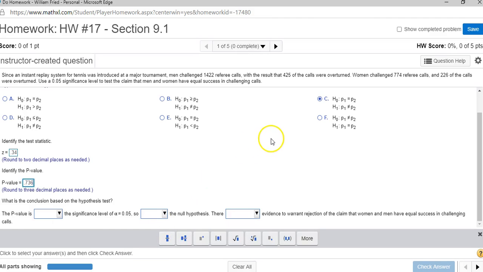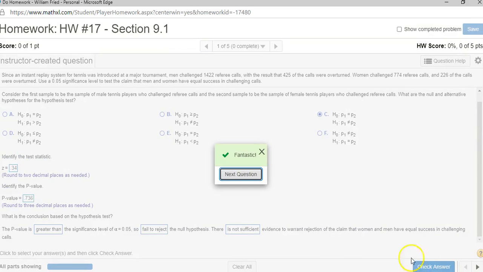We're going to fail to reject. There's not sufficient evidence to reject the original claim. The p-value is greater than the significance. So fail to reject the null hypothesis. There is not sufficient evidence to warrant rejection of the claim. And when we check the answer, I'll cross my fingers. Fantastic.